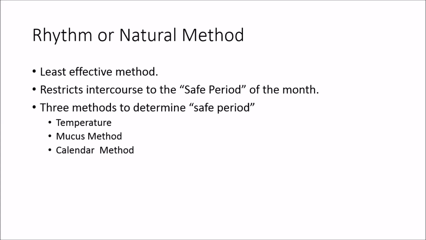And another disadvantage of the natural or rhythm method is that this method does not use any protection. Okay, so no condoms are used with this method. So that would obviously expose the person to STDs. Okay, so that's another disadvantage on top of it being the least effective method.